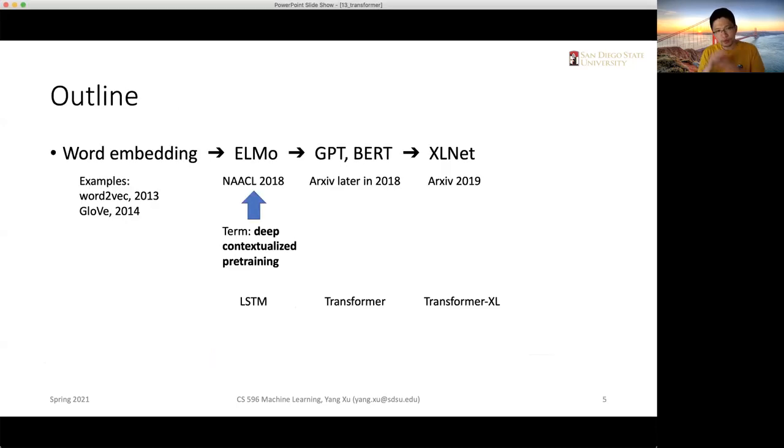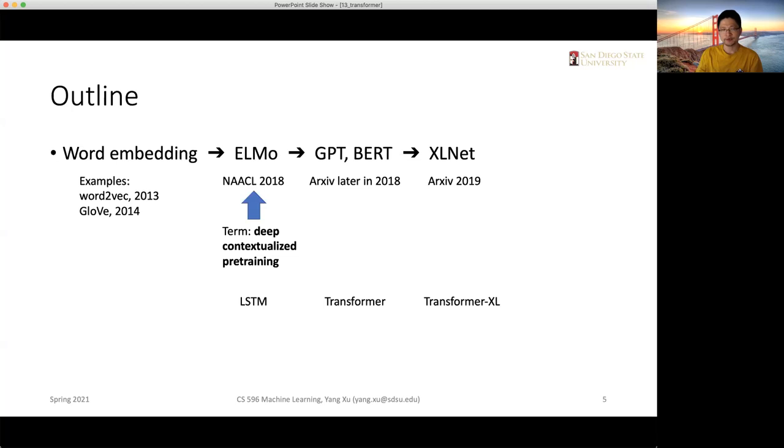So the first technique that we will cover today actually has a stronger connection to the word embedding techniques we just finished talking about. So the first type of technique is called ELMo. Okay, which was also developed in 2018, and it is in the ELMo paper that the term deep contextualized pre-training or deep contextualized representation was first developed.